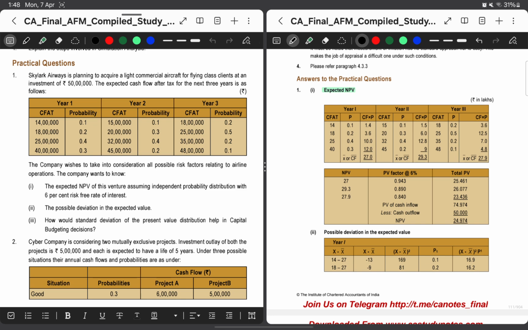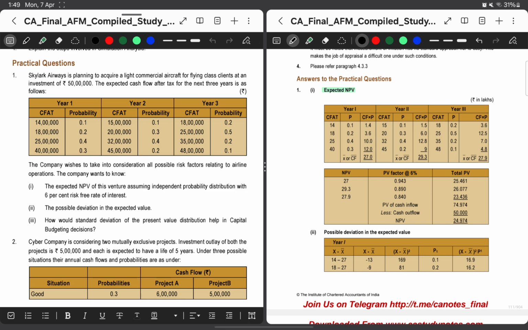Skylark Airways is planning to acquire a light commercial aircraft for flying class clients at an investment of 50 lakhs. The expected cash flow after tax for the next 3 years is as given. For Year 1, Year 2, Year 3 they have given cash flows with the probabilities. So we have to find expected cash flows, expected yearly cash flows.